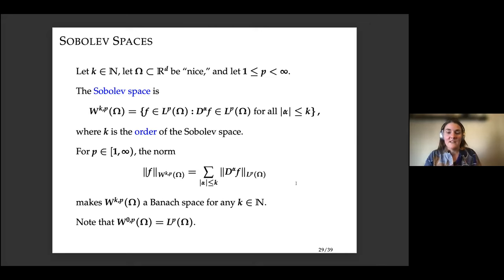So first, just a little hand-wavy definition of Sobolev spaces. Got a question here.